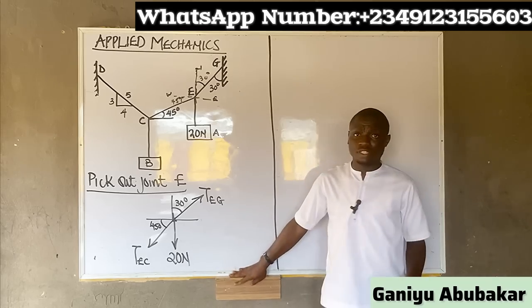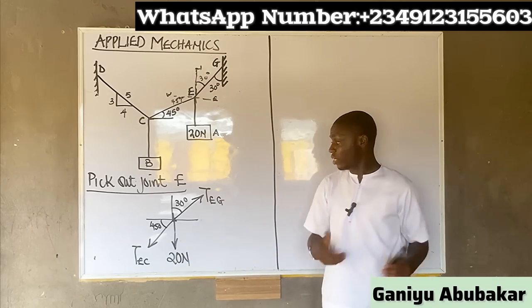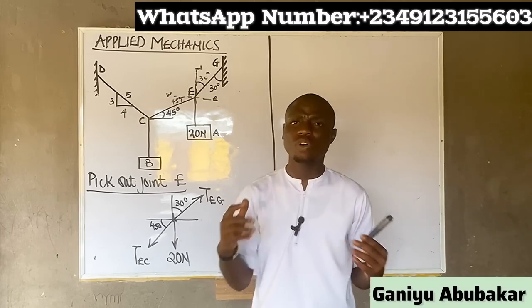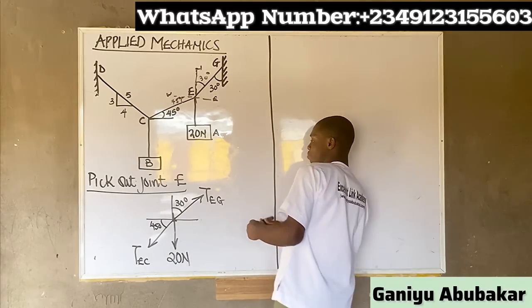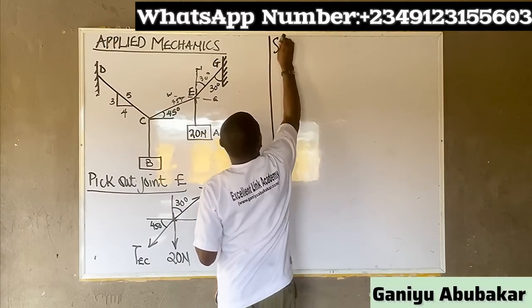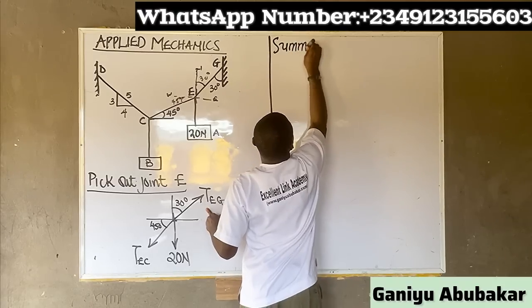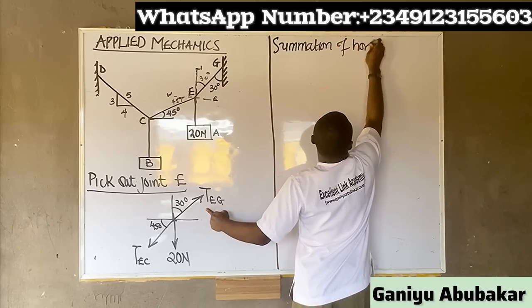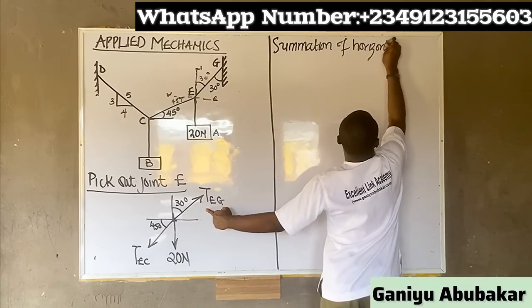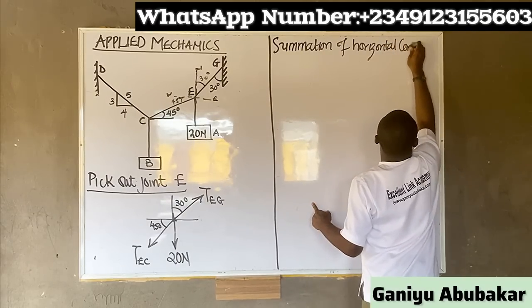All right, to get the value of TEG and then TEC, I have to apply the conditions of equilibrium. And so there are three conditions of equilibrium. So these are the first one there. The first condition says summation of horizontal component.